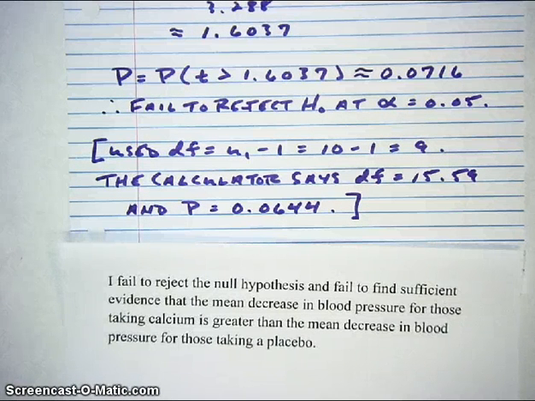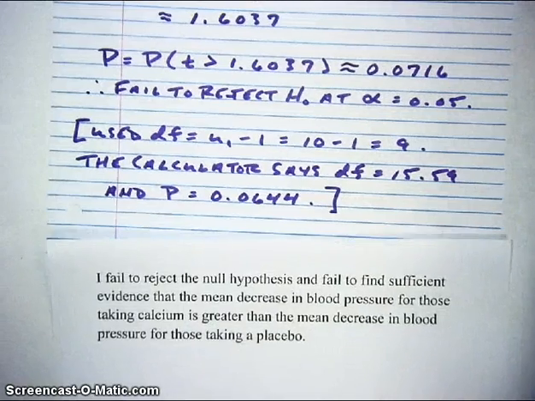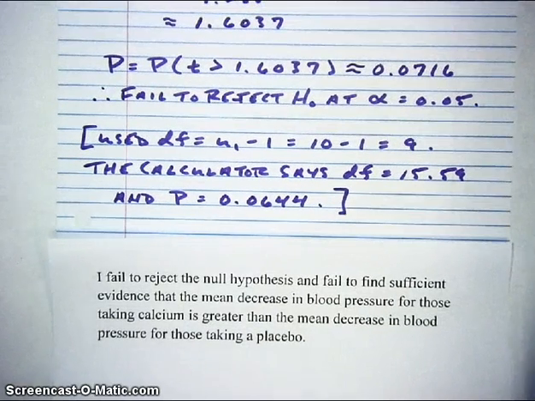And our summary, or our conclusion, is that we fail to reject the null hypothesis and fail to find sufficient evidence that the mean decrease in blood pressure for those taking calcium is greater than the mean decrease in blood pressure for those taking a placebo. Again, there's a pretty good possibility we're committing a type 2 error here. If we had had larger group sizes, then we would have had a more powerful test, and we would be less likely to make that kind of mistake.